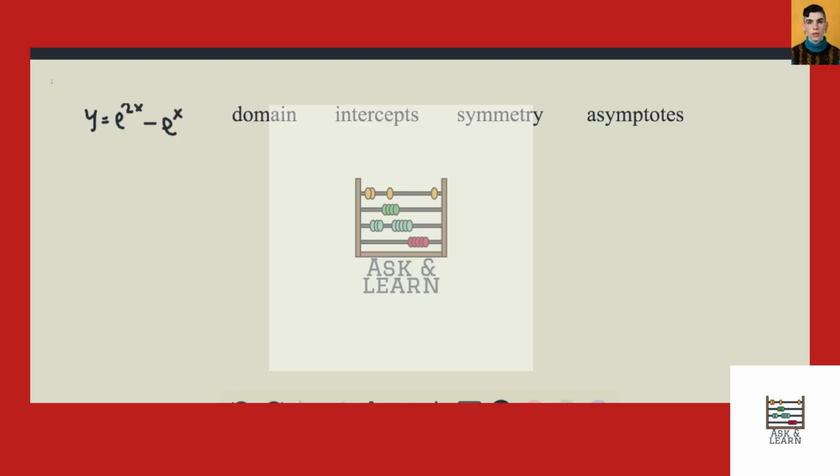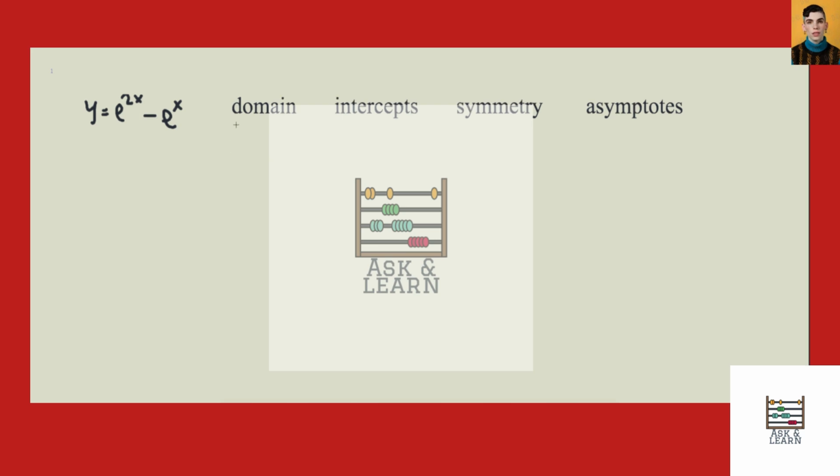For this function, we know that our domain is x is all real. Our intercepts, if we substitute 0 into x, we can see 0, 0 is an intercept. For symmetry, there's none.